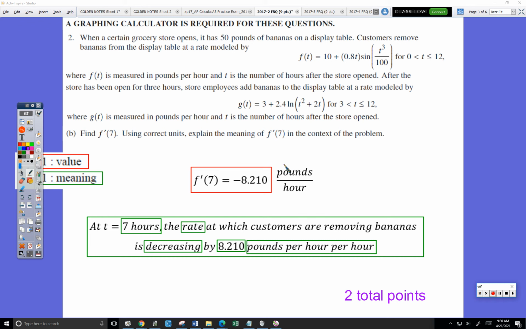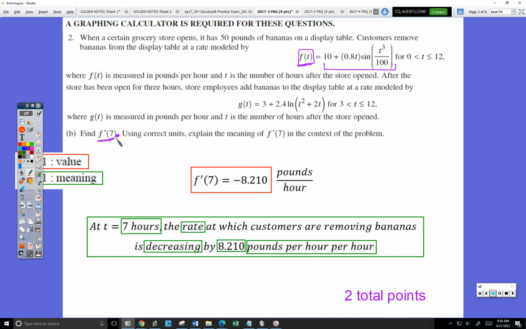This is number 2B. Find f prime of 7. Stop, there's a period, I don't keep going. F prime of 7. So this is f. So to find f prime of 7, since I can use a calculator, I just take the derivative of this in my calculator at time equals 7.